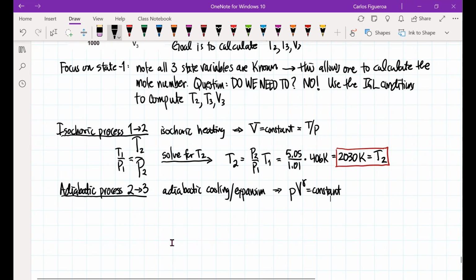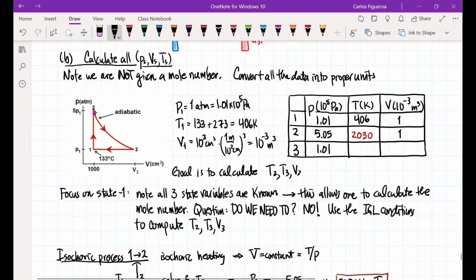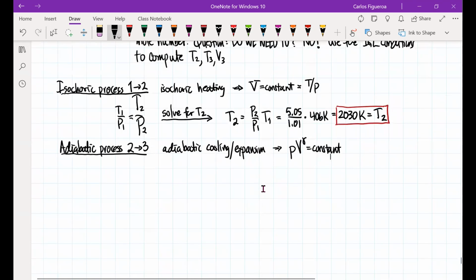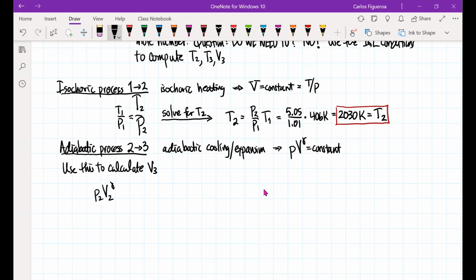Okay, so now with this adiabatic expansion connecting 2 to 3, let's focus on that. We're going to use this to calculate volume 3. The condition says P2 V2 to the gamma must equal P3 V3 to the gamma. So my goal here is to solve for V3.